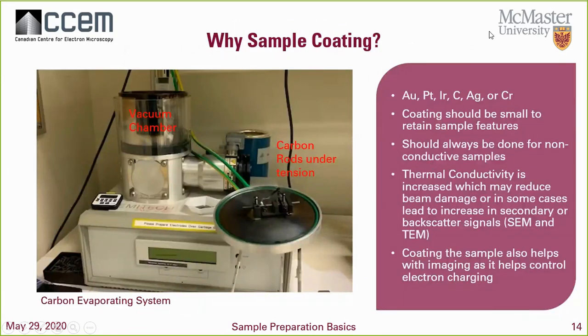Now, in terms of coating, how do we want to coat, right? We know that our samples are going to be exposed to those harsh environments, right? So we want to make sure that we add a thin coating, right, to retain those sample features, okay? And I have an example here of a coater. This is our carbon coater. You can see there is a vacuum, right? And here's the little assembly. I'll explain that a little bit further.